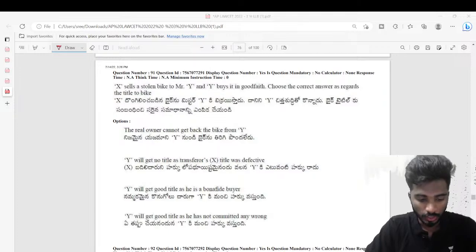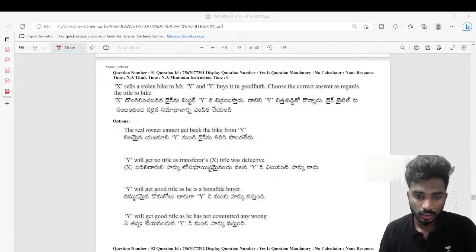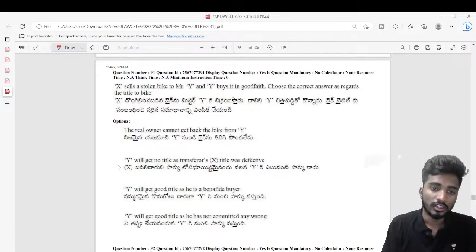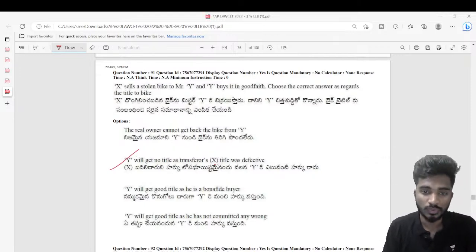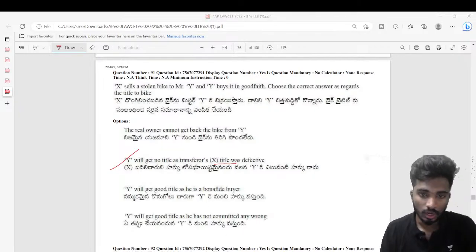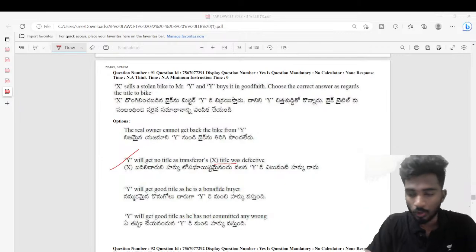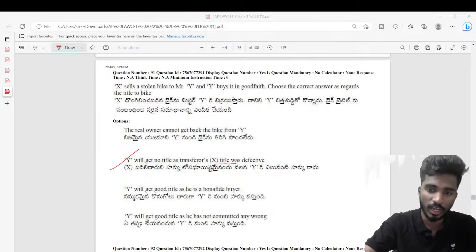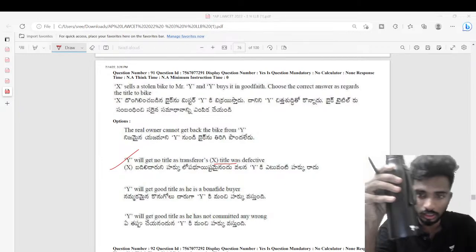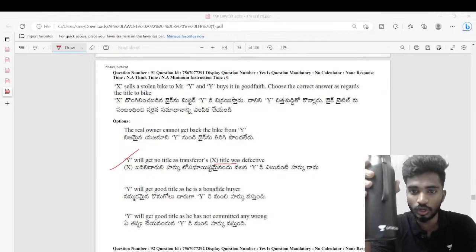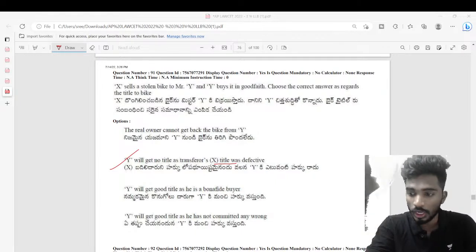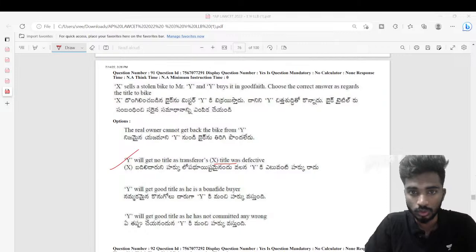Very good, Jeevana. Very good, Vijaya. So the answer is Y will get no title transfer as X's title was defective, right? So look at this particular thing. If I have to sell this particular water bottle, the first thing is that I should be the owner of this bottle, right? When I am not the owner, I cannot transfer it. I cannot do that. So this is not allowed under the Sale of Goods Act, right?